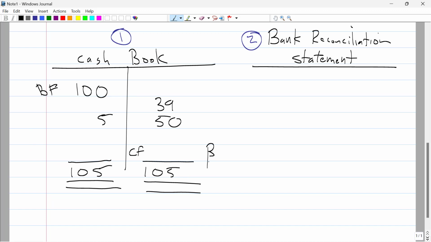Okay, friends, there you have it. The basics of bank reconciliation. I hope that helped. I hope that demystified the topic. At this point, please go back into your accounting book, read it again, see if it makes more sense.